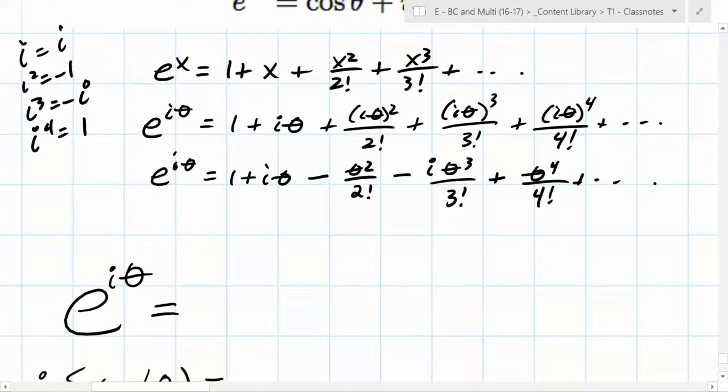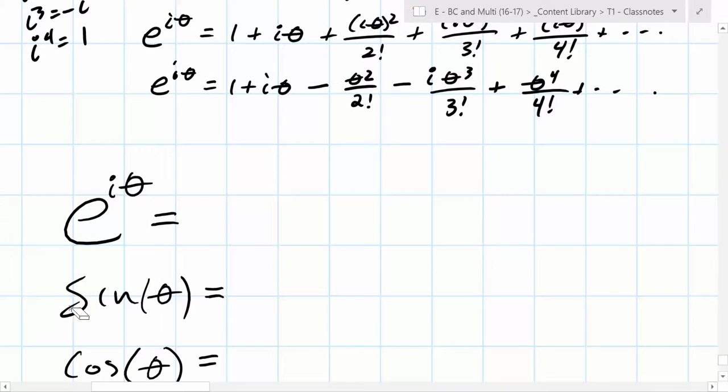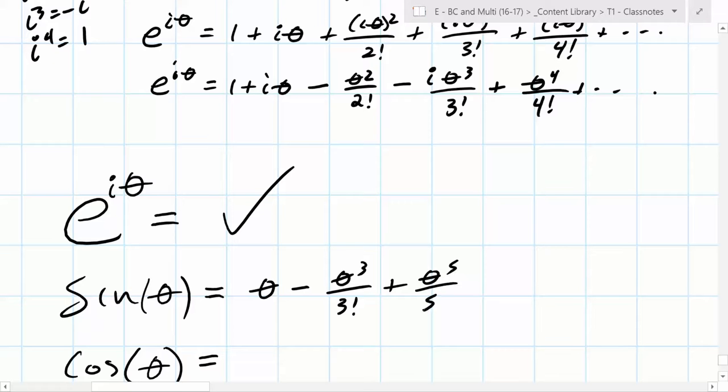Okay. So my question now is, we just did e to the i theta. We did the first one. What is sine of theta? Tell me what it's going to be. I'm just putting in theta for x. What is sine of theta? Theta minus theta cubed over 3 factorial, yes, plus theta to the 5th over 5 factorial, minus theta to the 7th over 7 factorial. Do you agree with that?